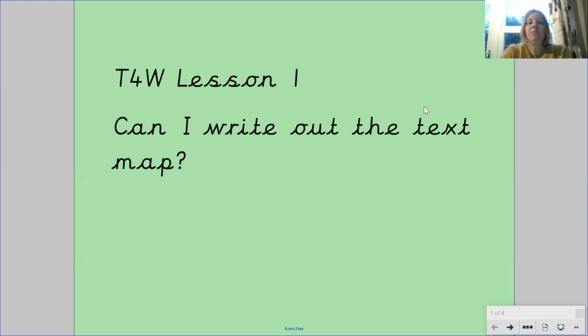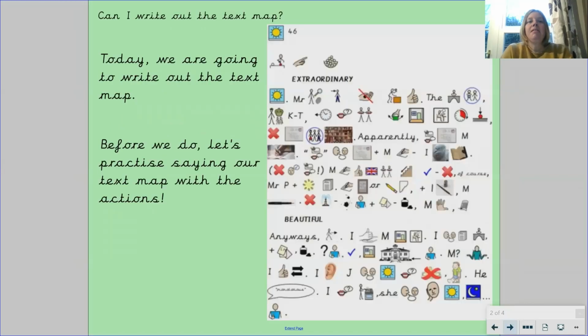Today, our learning objective is, can I write out the text map? Today, we are going to write out the text map. But before we do, let's practice saying our text map with actions. You should be really good at this because you should have been practicing all of last week. Join in now using the actions.